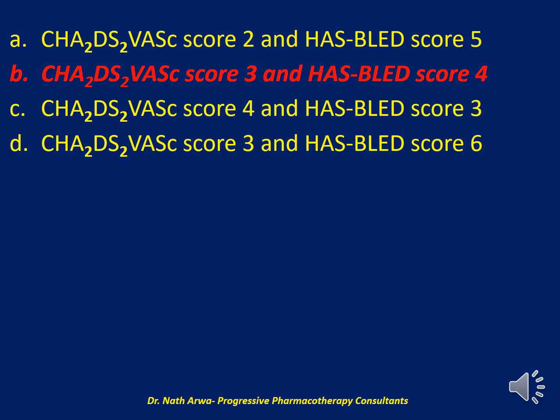The HAS-BLED score, on the other hand, has a 9-point scale to assess the risk of major bleeding with warfarin use in patients with non-valvular atrial fibrillation, and a HAS-BLED score of 3 or higher is usually considered increased risk of bleeding. So our patient who scored 4 has an increased risk of bleeding, just by the way. Let's move to the next slide, please.